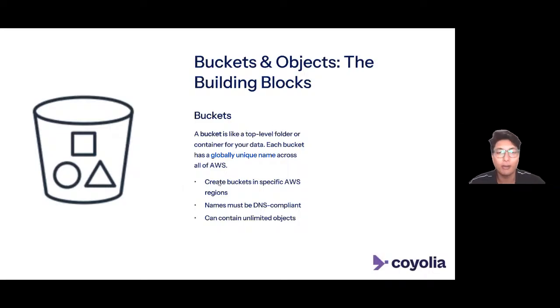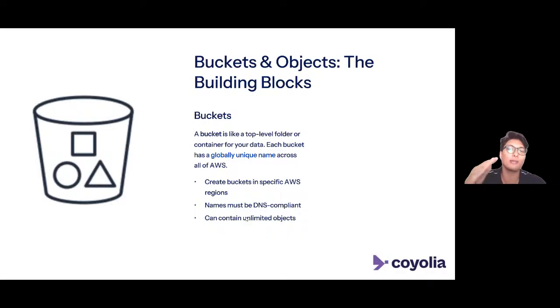So what you can do is create buckets in specific AWS regions. You create buckets in a region and then you deploy across multiple availability zones in a single region. Also, you must use a DNS-compliant name. When you have terabytes of data and you want to access it, that data will be very important for you, right? So you must have a DNS-compliant name for that. And also a bucket can contain unlimited objects.